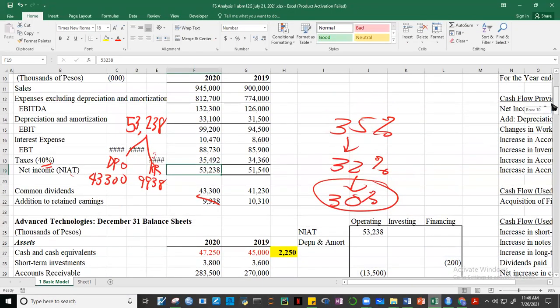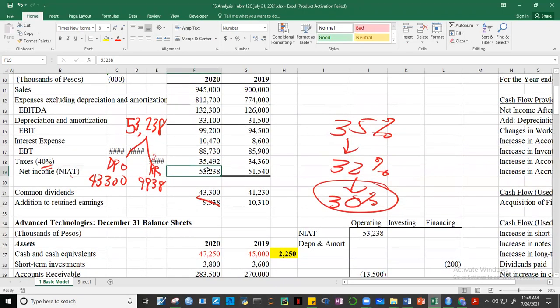Okay, again, let me go through the process again. Net income after tax, guys, is born out of the process of adding revenues, subtracting expenses. Ngayon, pag may revenues tayo na non-cash, dapat i-adjust natin yun. Dapat i-adjust natin sa net income after tax, kasi dinagdag natin yung sa revenues eh.